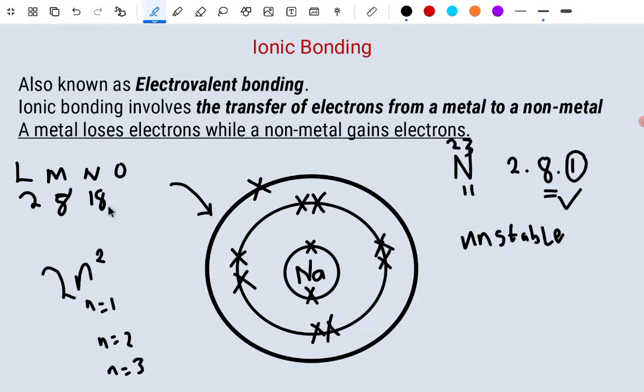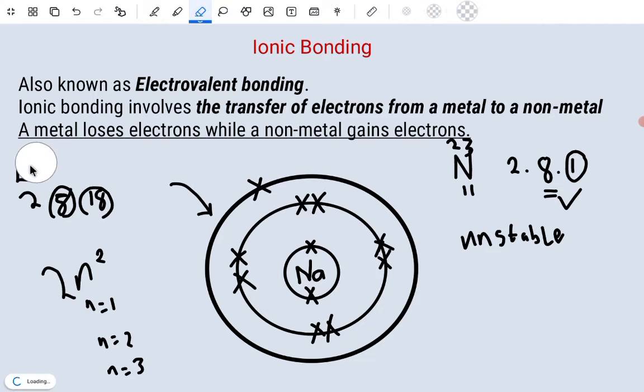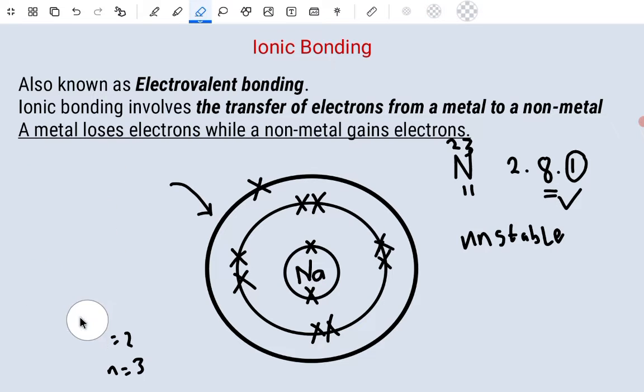Now looking at this, we can see that if the last shell has 2 electrons, it is considered stable. If it has 8 electrons, it is considered stable. If it has 18 electrons, it will be considered stable. But most of the time, the elements we're dealing with don't go as far as that, so we usually say that the last shell must occupy a maximum of 8 electrons, because of the type of elements that we deal with.